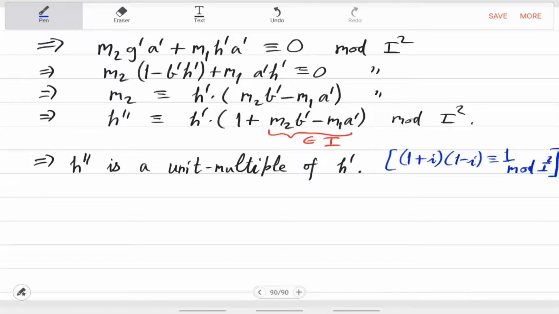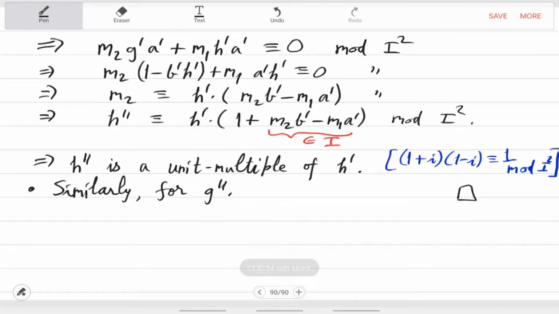Okay, so as promised, H prime prime and then analogously G prime prime, they are actually just a unit multiplication of what we had constructed. Right, so we have proved everything that was claimed. G prime, H prime have a very simple form. They are co-prime, and there is no other solution. So that completely solves this problem of lifting.